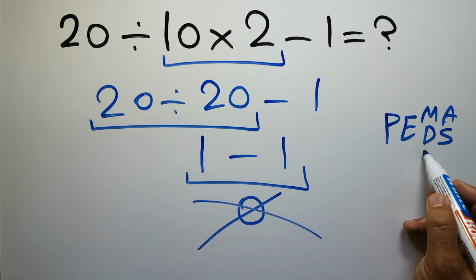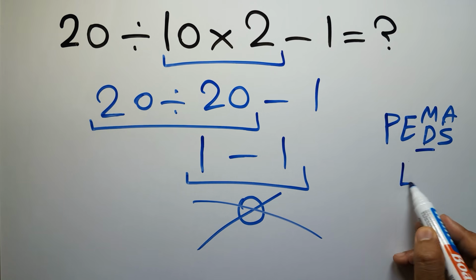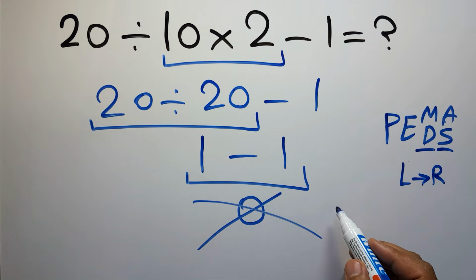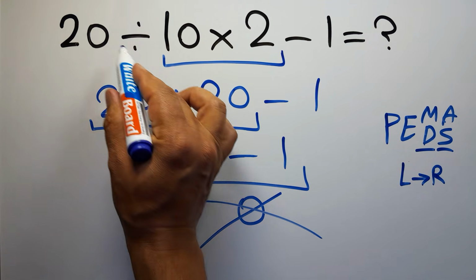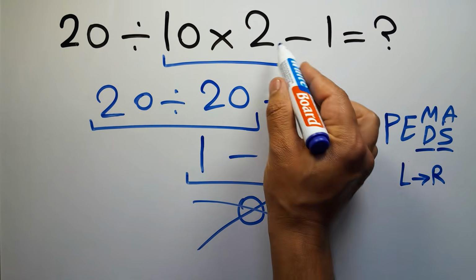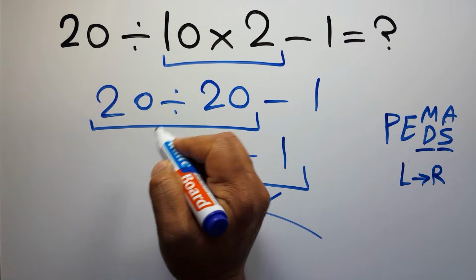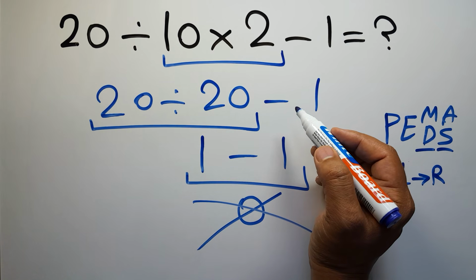Remember that multiplication and division have equal priority and we have to work from left to right. And the same applies to addition and subtraction. In this expression, we have one division, one multiplication, and one subtraction. According to PEMDAS, multiplication and division have higher priority than subtraction.